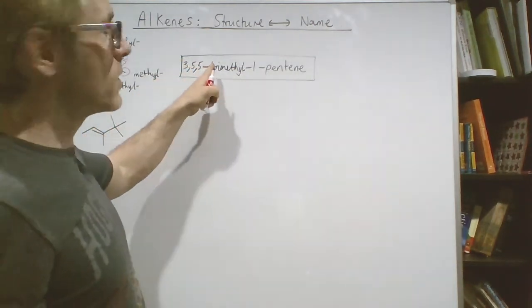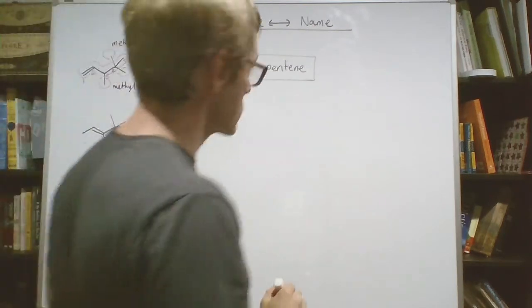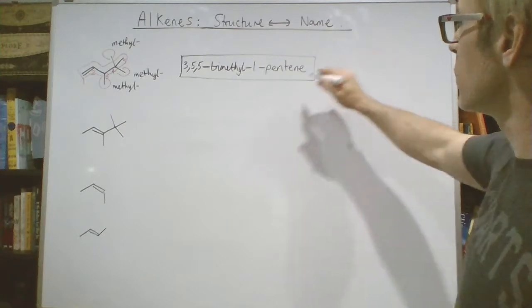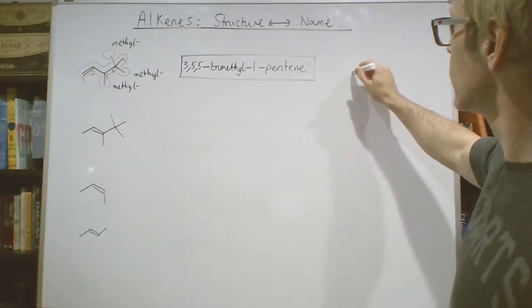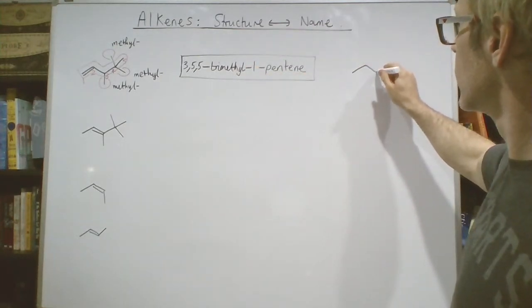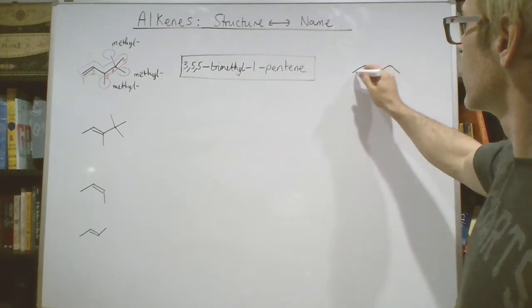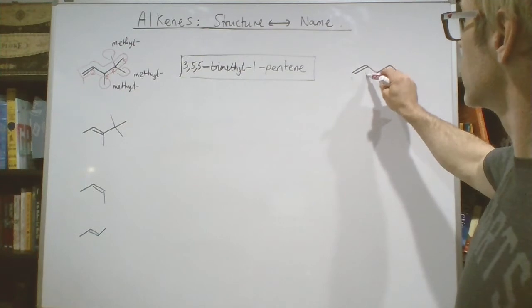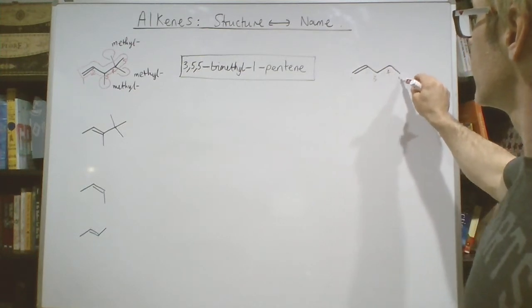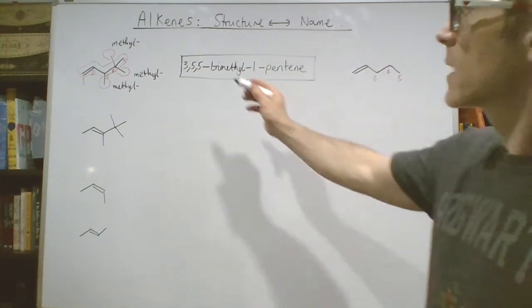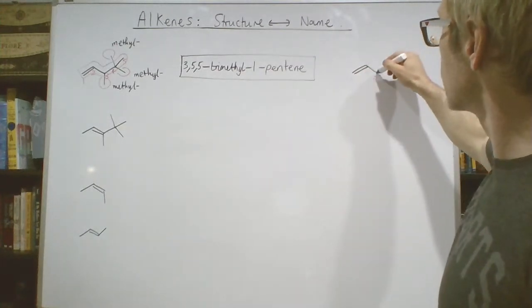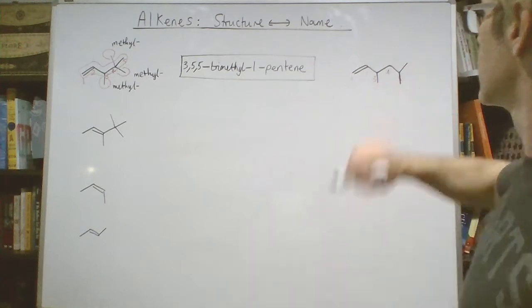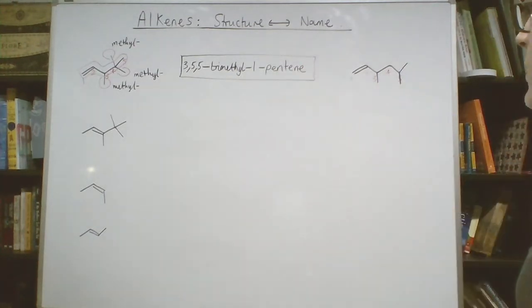If I were given the name and I had to reproduce the structure, I would just say, okay, 5 carbons with a double bond between carbons 1 and 2. Number them 1, 2, 3, 4, 5. Carbon 3, 5, and 5, 3 methyls. And you'd have that structure.